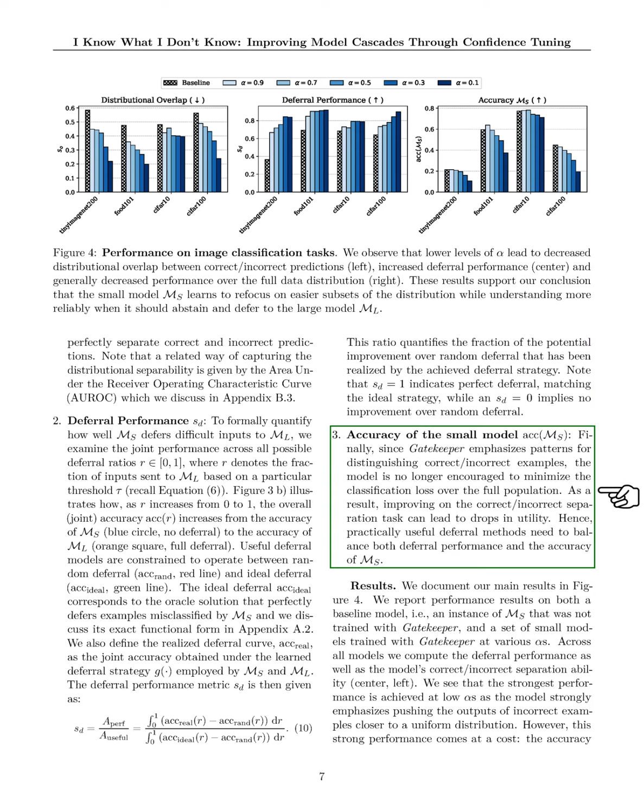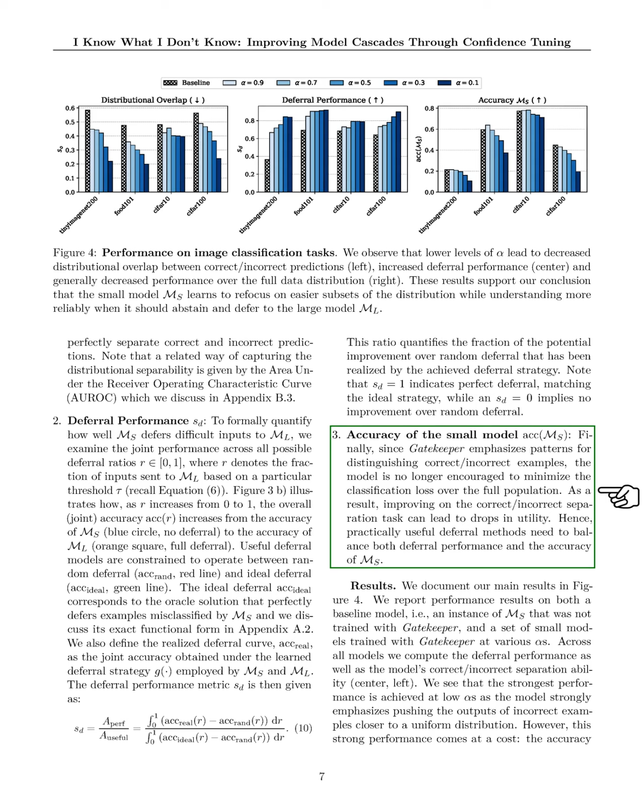Finally, we note that while our Gatekeeper method helps distinguish between correct and incorrect examples, it can lead to a decrease in the small model's overall accuracy. Therefore, effective deferral strategies must balance deferral performance with the small model's accuracy.